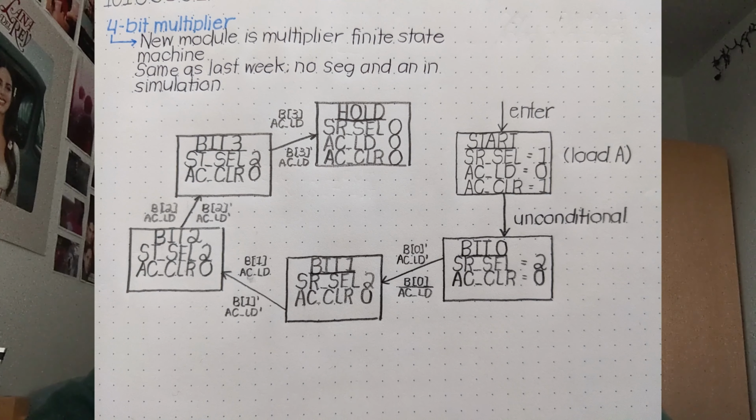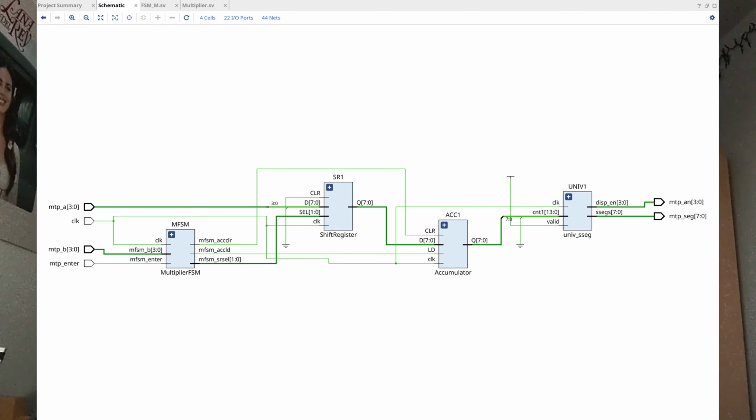We also used a shift register, which we learned about in class, an accumulator, as well as the universal segment driver created by Dr. Mealy. We used all of these modules together to create this 4-bit multiplier, which is pretty cool. I'll include my test cases later in the video and also show them here, and I'll show any other relevant data that might be necessary for you to understand this project. Otherwise, that's it, and stay tuned for my test cases.